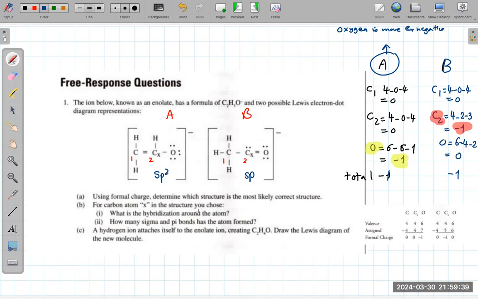In the structure you choose. Be careful. In the structure you choose in A.